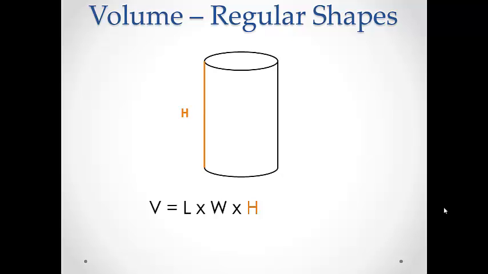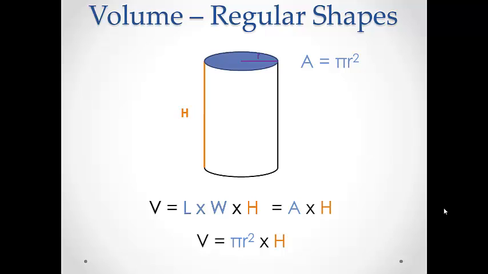Now, when we multiply the length times the width, what we are really finding is the area of one surface of the cube. On a cylinder, we have to take into account that the flat surface is a circle instead of a square. To find the area of a circle, we need to know its radius. From there, we simply square the radius and multiply it by pi. We can substitute in this area and multiply it by our measured height to find the volume of our cylinder.